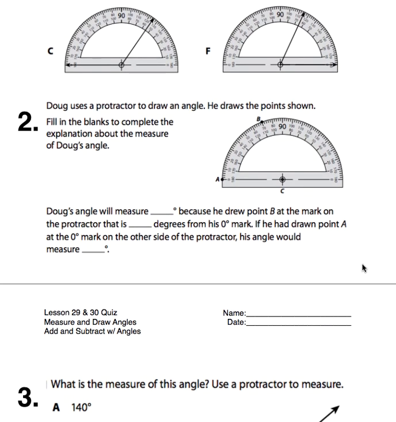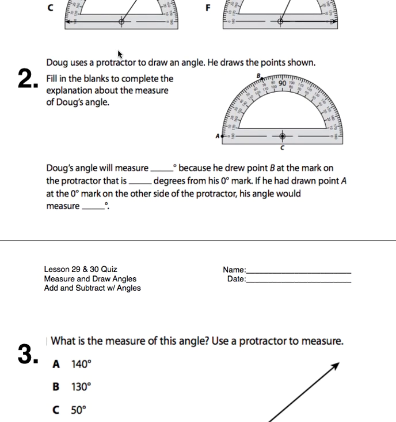All right, let's look at number 2. Lots of words here. We're going to want to make sure that we pull this problem apart. Number 2. Doug uses a protractor to draw an angle. He draws the points shown. Fill in the blanks to complete the explanation about the measure of Doug's angle. All right, so Doug is using a protractor. We can see the protractor that Doug uses, right? Here is his protractor.